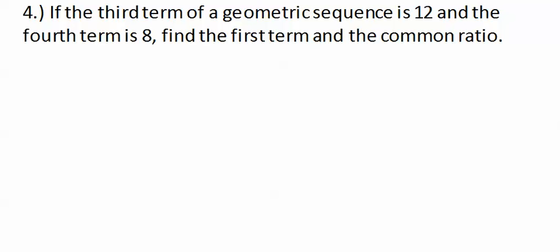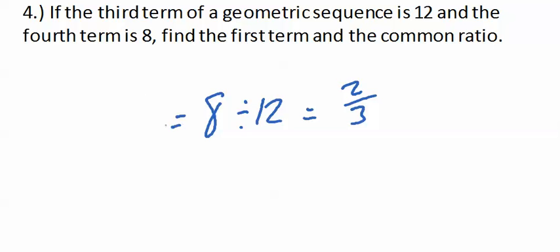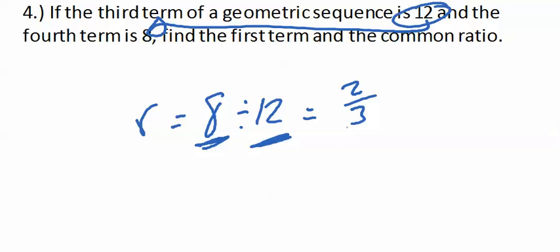Example number 4, again, we're going to have to do a little bit of work to figure out what we need. If the third term of the geometric sequence is 12 and the fourth term is 8, find the first term and the common ratio. The easiest thing is going to be the common ratio, because 4 and 3 are just one term apart. So we're going to do 8 divided by 12, and that gives us 2/3. And that's going to be your common ratio. So if you think about it, to get from 12 to 8, we multiply by 2/3. I'm taking the following term, dividing it by the leading term. So that will give us our common ratio.